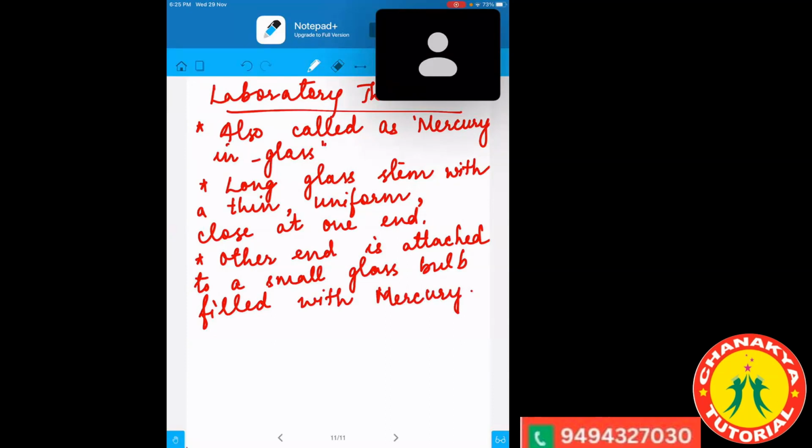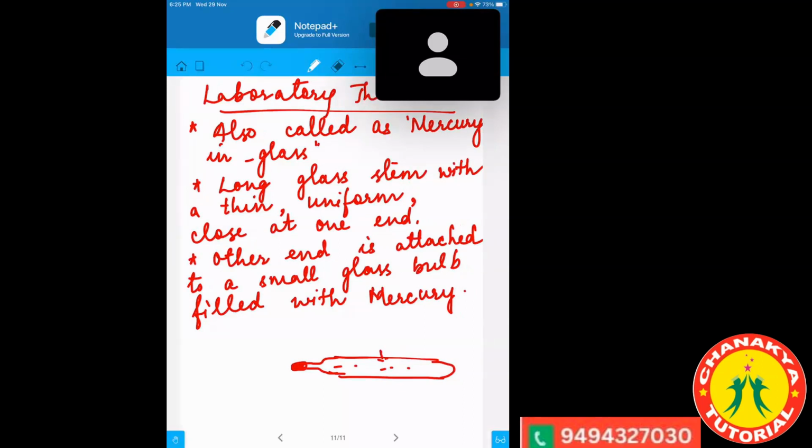Now, when the bulb is heated, what happens? The mercury will expand and it flows into the bore of the stem. Bore is basically the center part of the thermometer. So as soon as we heat this part, the mercury will start moving up into the bore, the center part, where we can read the temperature.